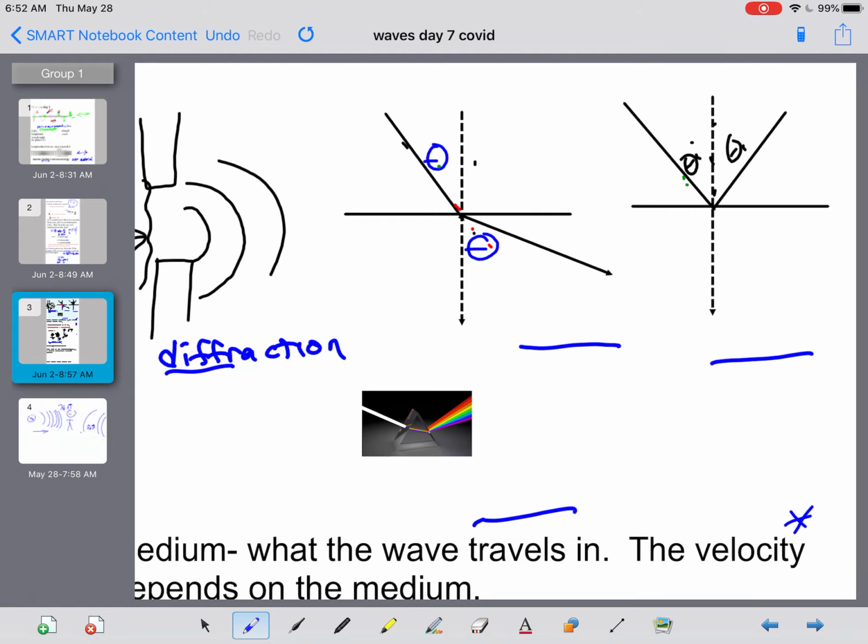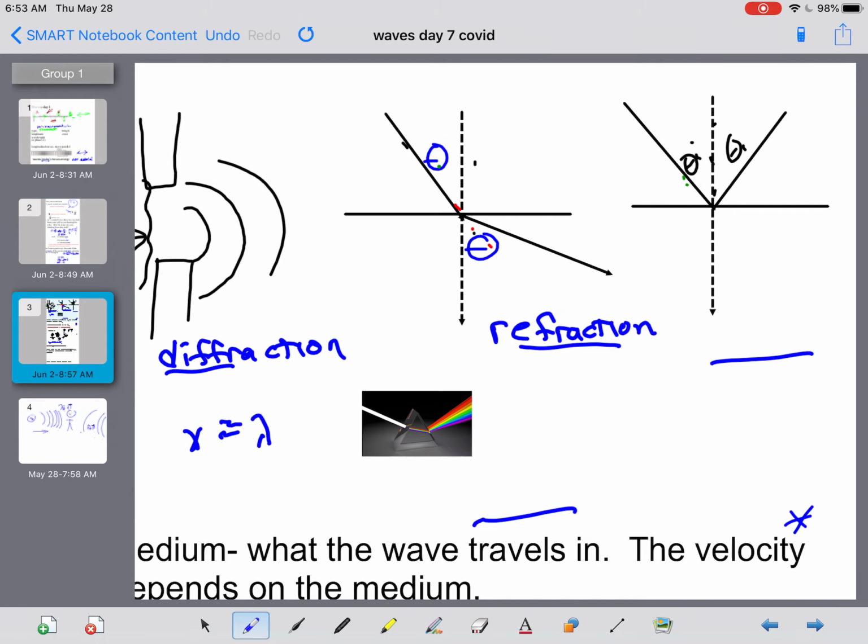Remember, it bends the best if the opening is about the same as the wavelength. That's how you're going to get the best curvature. This next one is refraction.